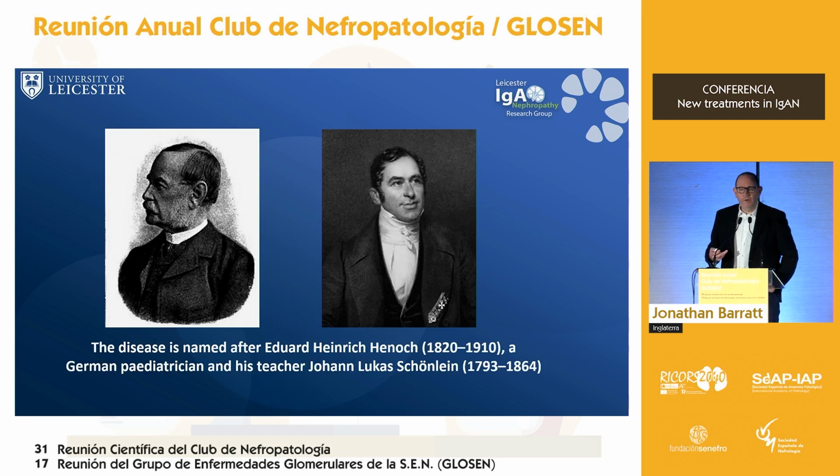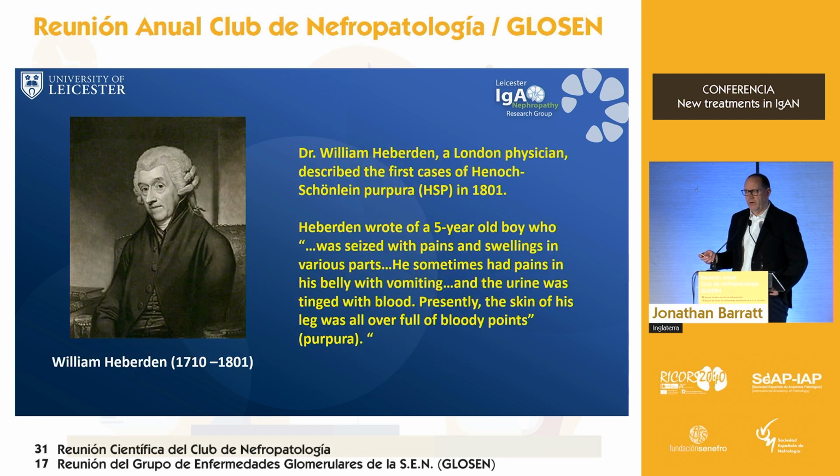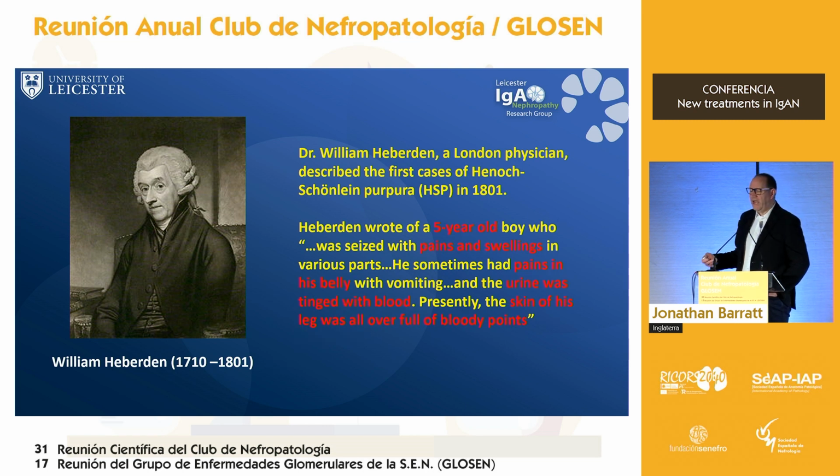So Henoch-Schönlein purpura, which is what this used to be called, is named after two German pediatricians, Eduard Henoch and Johann Schönlein, and they practiced in the 19th, early 20th century. But actually the disease was described much earlier by a London physician called William Heberden. And he described this young boy, and it has all the features of IgA vasculitis.